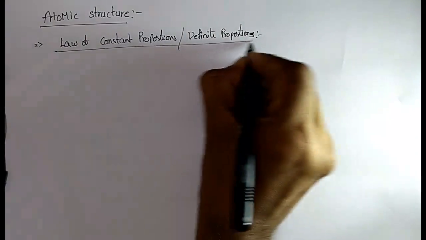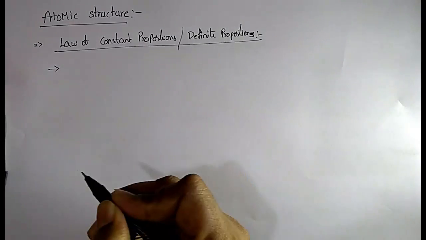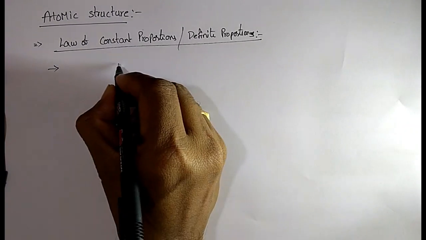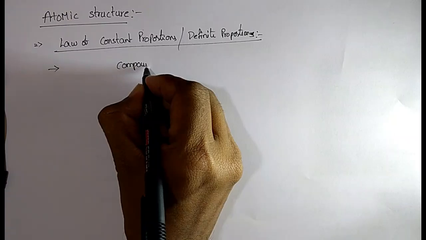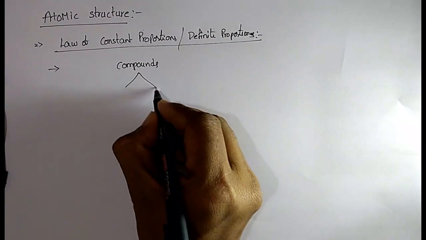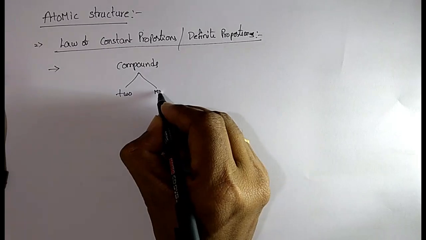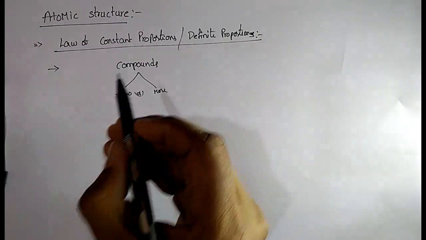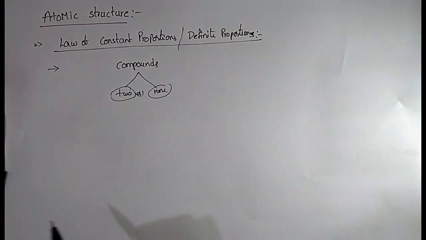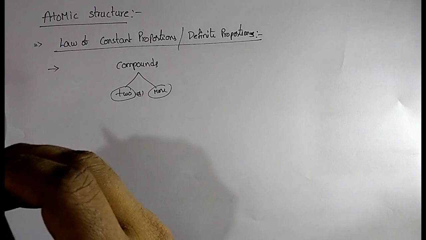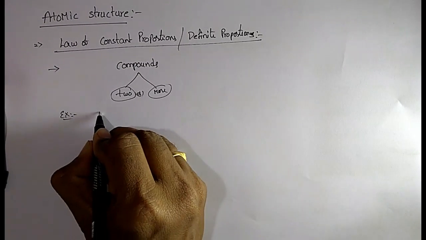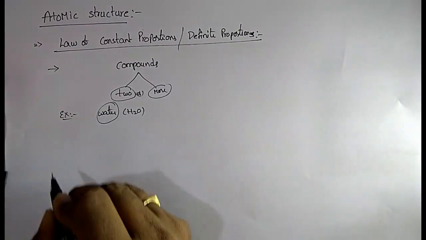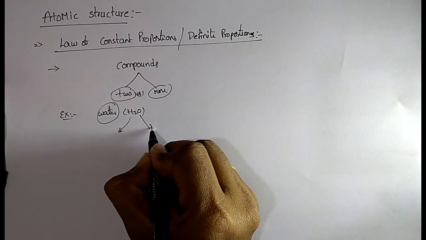Definite proportions. What is this law of constant proportions or definite proportions? Scientists noted that many compounds are composed of two or more elements. If you take an example, then you will get a clear idea. Take the example of water, H2O. This water is composed of hydrogen and oxygen.